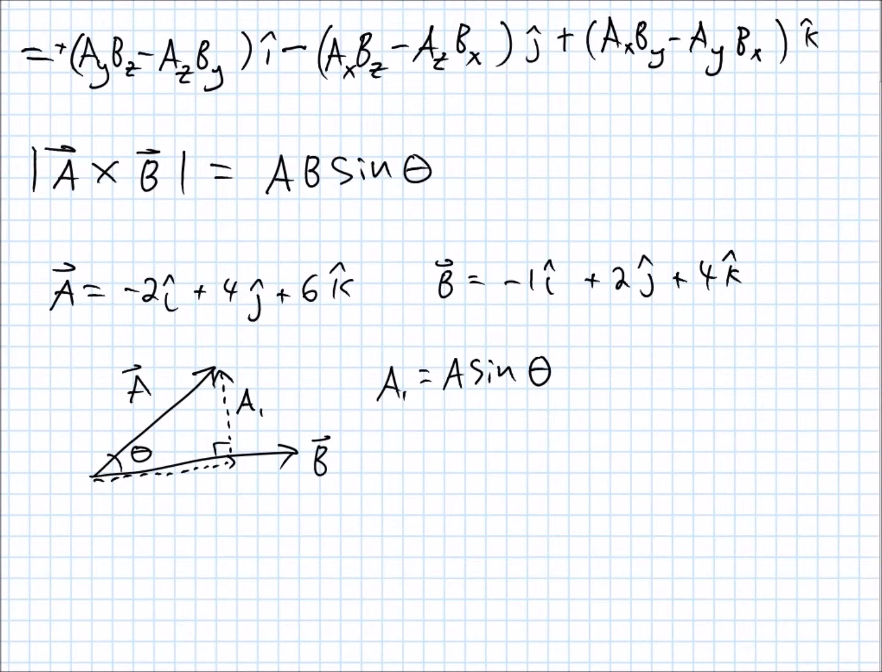Now, we don't know theta, but see, there's something very similar to A sine theta up here in the cross product. We could calculate the cross product of A and B, and then use that to find theta and plug it in here. Or better yet, we could rearrange this to solve for A sine theta, since that's what we need. So looking at the cross product right there, if I divide B from both sides, I get that the magnitude of the cross product divided by the magnitude of B is equal to A sine of theta. And that's actually also equal to A1.